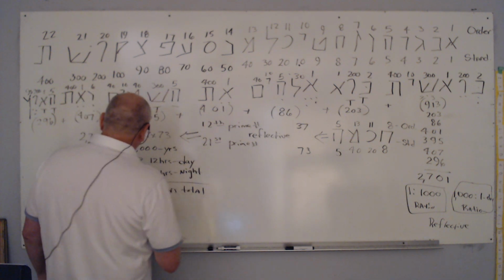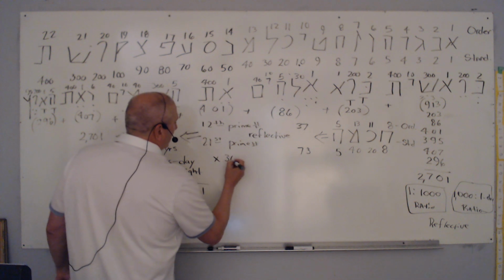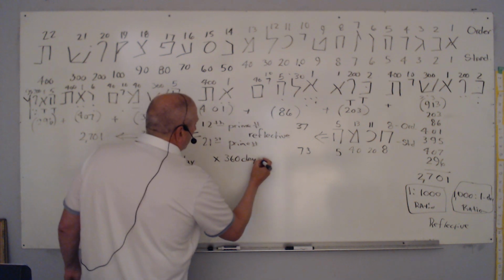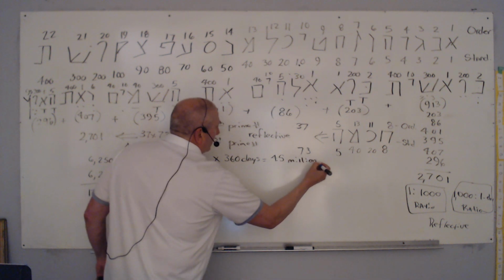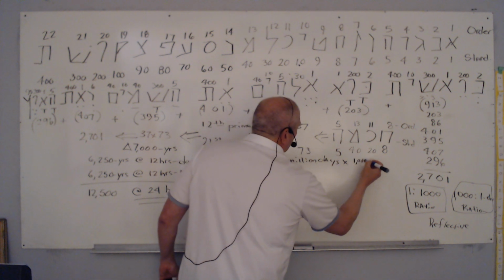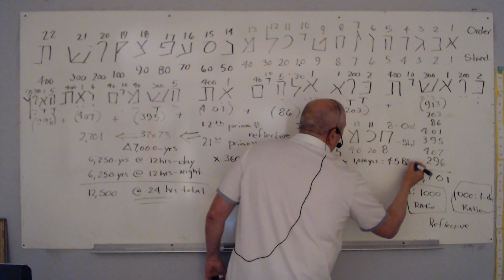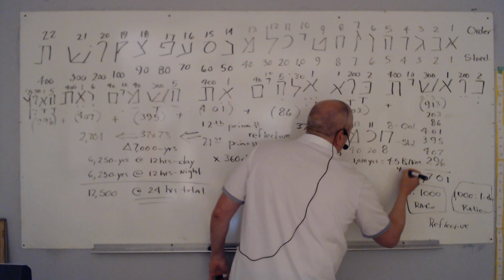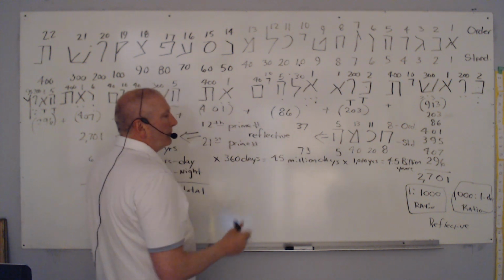So we multiplied 12,500 years times 360 days equaled 4.5 million days. And then we multiply that by 1,000 years. That equaled 4.5 billion years. Not chronological years, by the way. That's the accrued amount of decay.